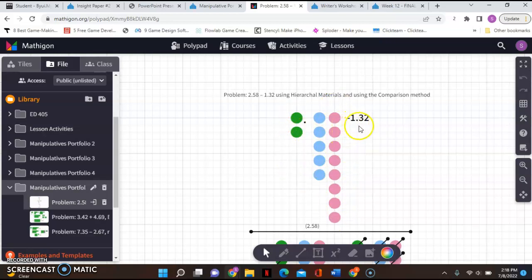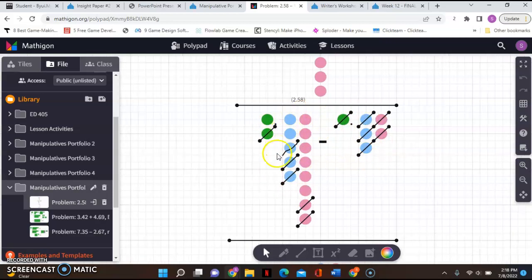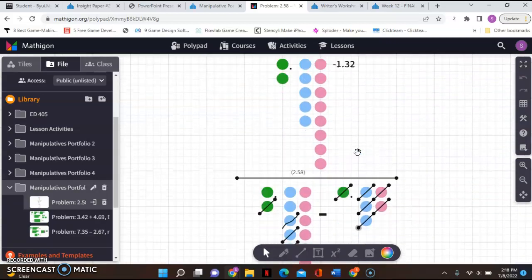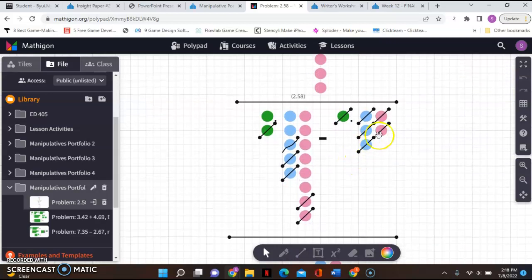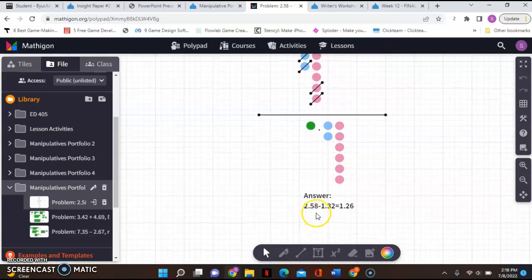2.58 minus 1.32. And so, using the comparison method, I had to have two representations of hierarchical materials. And so we have 2.58 minus 1.32. And so what we did was cross out each of the values that we would compare against, thus leaving us the result of 2.58 minus 1.32 equals 1.26.